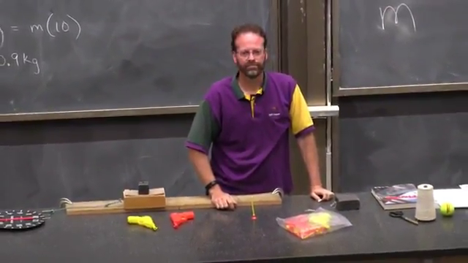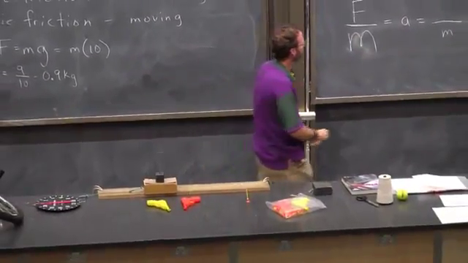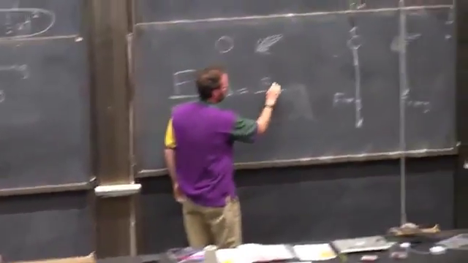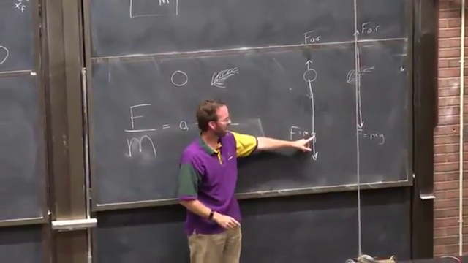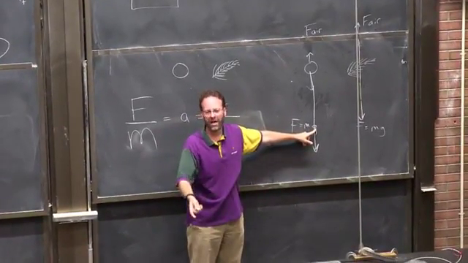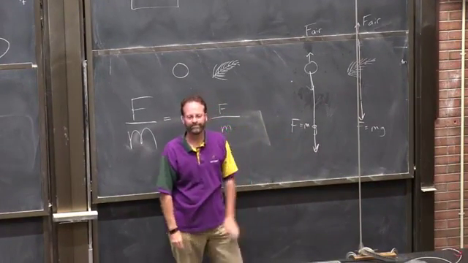So F equals mg is force equals mass times the acceleration due to gravity, so we call it g.